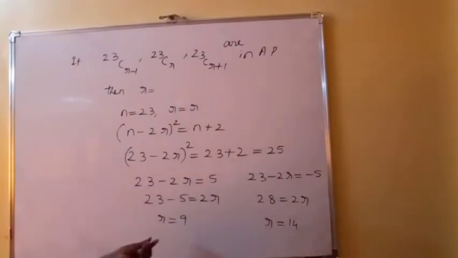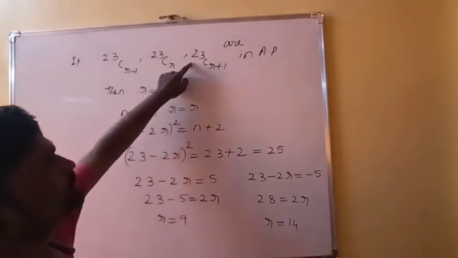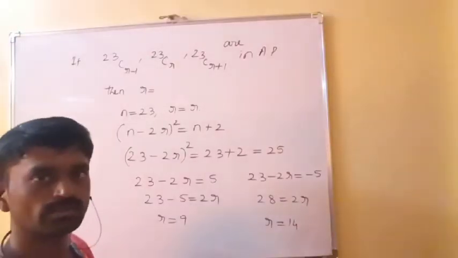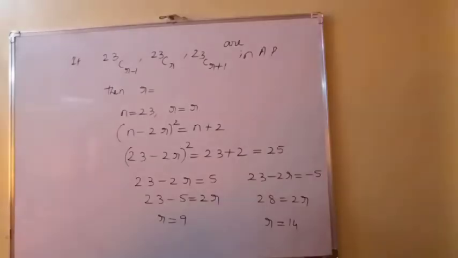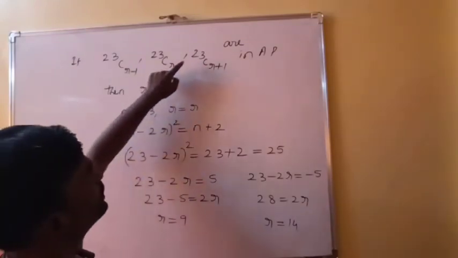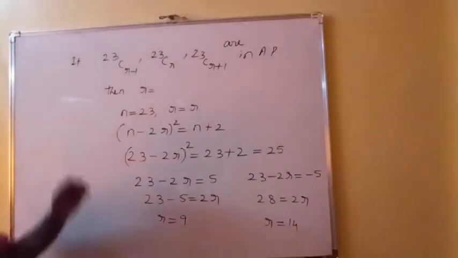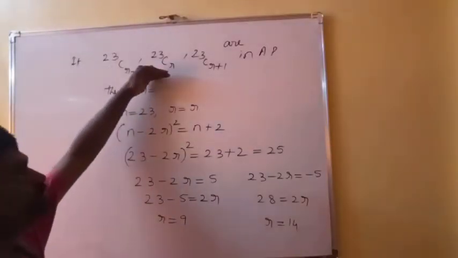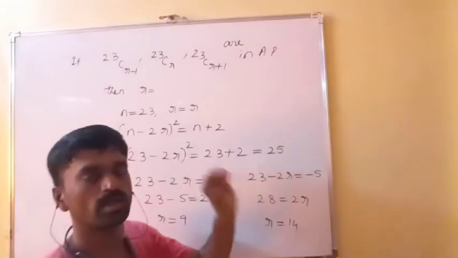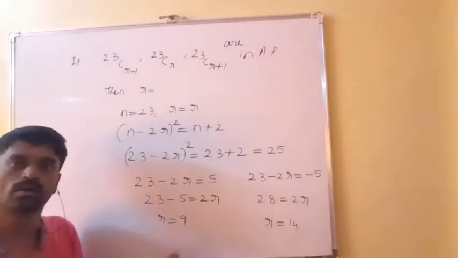If you take r value 9, you get 23C8, 23C9, 23C10, so they are in AP. If you take r value 14, 23C13, 23C14, 23C15. So for r value 9 and 14, 23C(r-1), 23C(r), 23C(r+1) are in AP. So the r value is either 9 or 14.